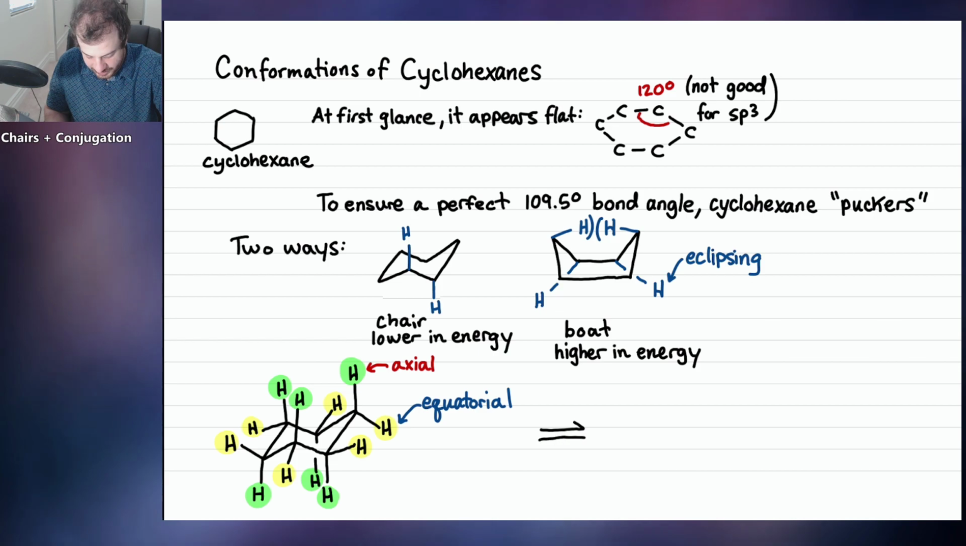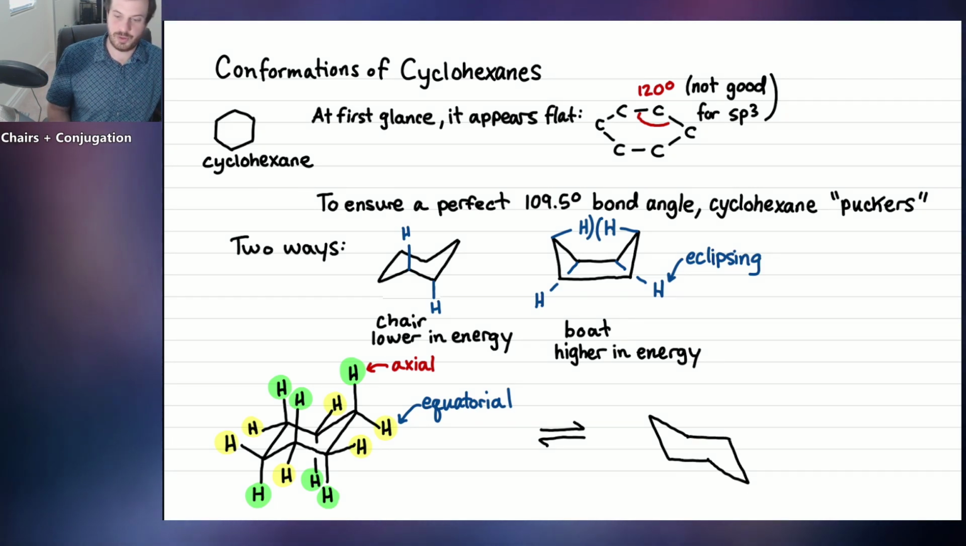And these two forms of cyclohexanes exist in equilibrium, so it's always oscillating between these two forms. So the ring flip looks like this, where it's kind of flipped mirror image wise. And I'll draw in all the hydrogens again.